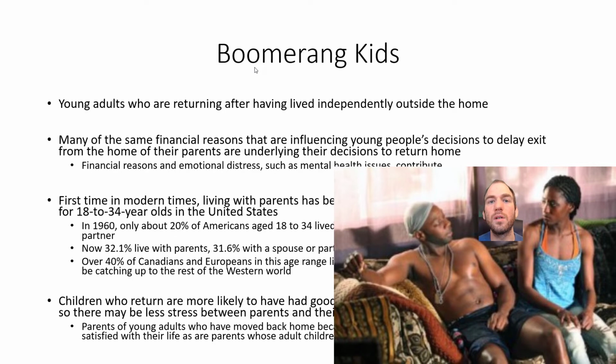Boomerang kids are young adults who return home after having lived independently outside the home. Many of the same financial reasons that are influencing young people's decisions to delay exit from the home of their parents are underlying their decisions to return home. Financial reasons and emotional distress, such as mental health issues, contribute. For the first time in modern times, living with parents has become the most common living arrangement for 18 to 34-year-olds in the U.S. In 1960, only about 20% of Americans aged 18 to 34 lived with parents, whereas 62% lived with a spouse or partner. Now, 32% live with parents, and 32% live with a spouse or partner.